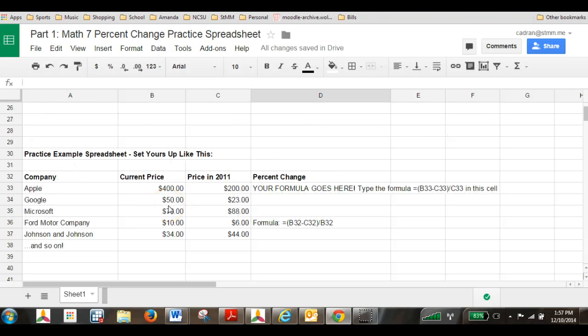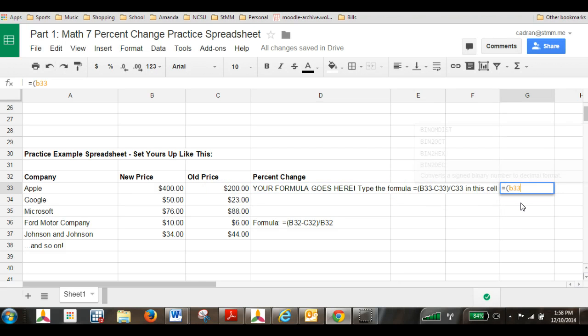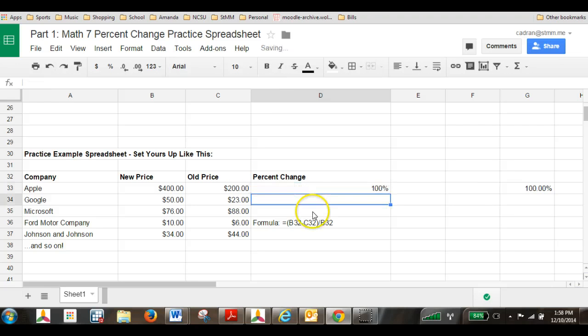I started a practice spreadsheet that you can look at so you can see how you might set yours up. I have some of our companies, current price, price in 2011. You could also call this old price, or in this case new price, old price. And your formula would go right here. So for this one, we would type in B33, which would be our new price, minus our old price, parentheses, over our old price again. We get a number 1, change it to a percent, and we can see that the percent change for this particular stock is 100%, and that would be my answer. That goes right here. And we would do that all the way down our list.